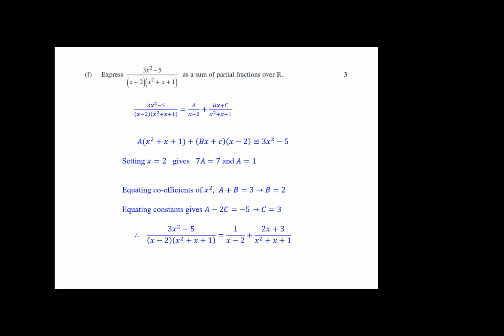Okay. The last question in question 11, 11F, asks students to express that particular fraction as a sum of partial fractions.